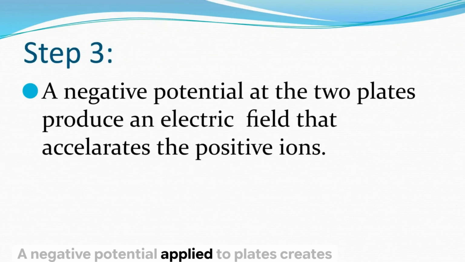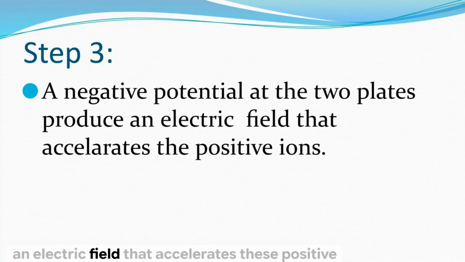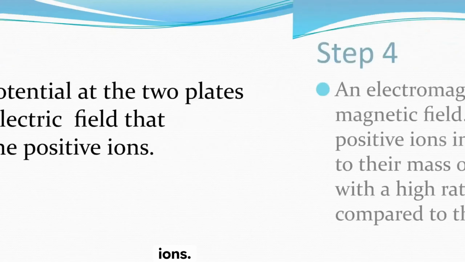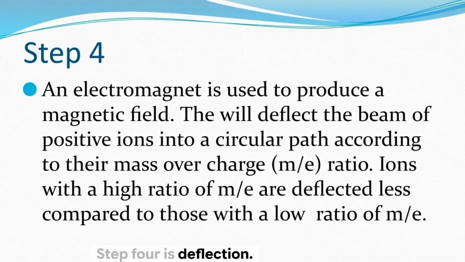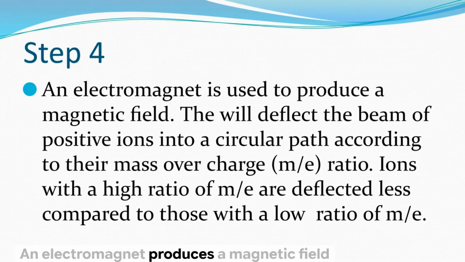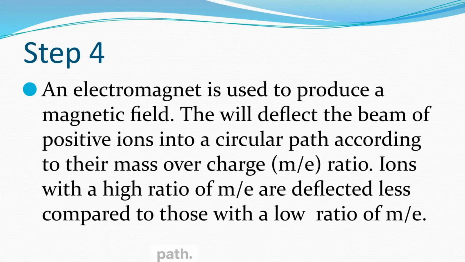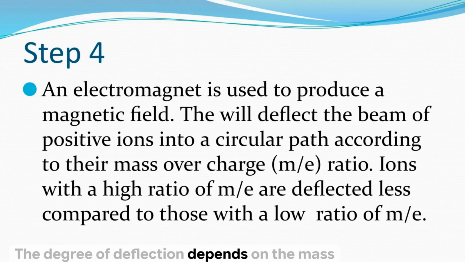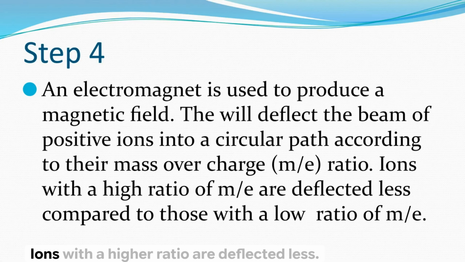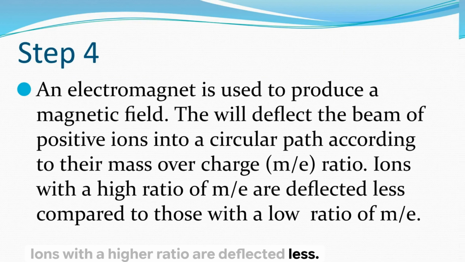Step 3 involves acceleration. A negative potential applied to plates creates an electric field that accelerates these positive ions. Step 4 is deflection. An electromagnet produces a magnetic field that deflects the positive ion beam in a circular path. The degree of deflection depends on the mass-to-charge ratio. Ions with a higher ratio are deflected less.